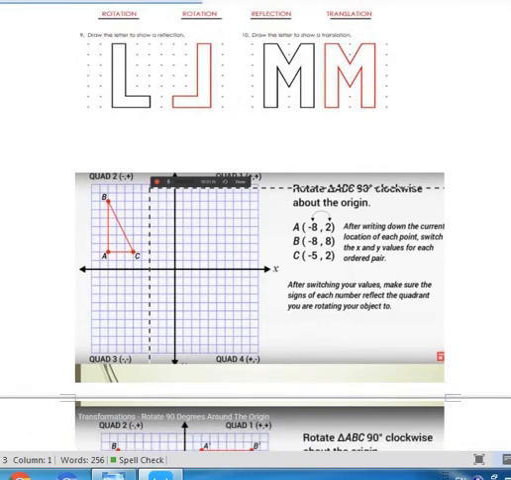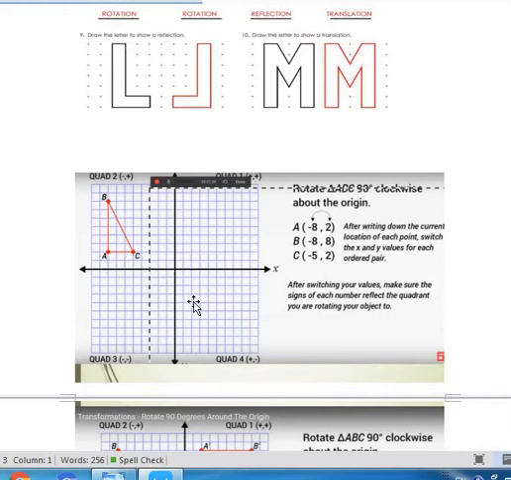I have here: rotate triangle ABC 90 degrees clockwise about the origin. Remember with me, I have here A at -8 and 2. After writing B here, we have a graph, and here we have quadrant 1, quadrant 2, quadrant 3, quadrant 4. Okay, and I have a triangle ABC, three points on the graph. I have ordered pairs for A, for B, and for C.